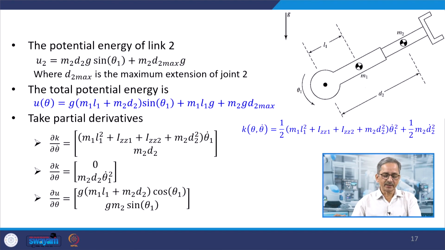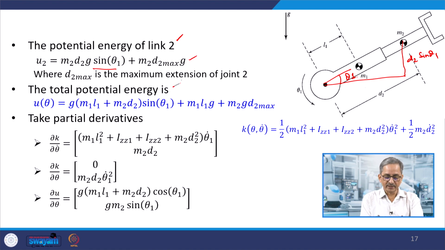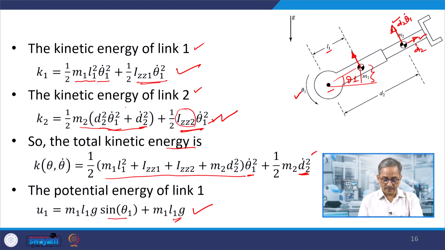The potential energy of link 2 likewise I can get as M2 d2 G sin theta 1. It is basically this distance, d2 sin theta 1, where this is my angle theta 1, plus a constant value. The total potential energy can be given by combining these two terms, u1 and u2. We have already evaluated u1 in the previous slide.